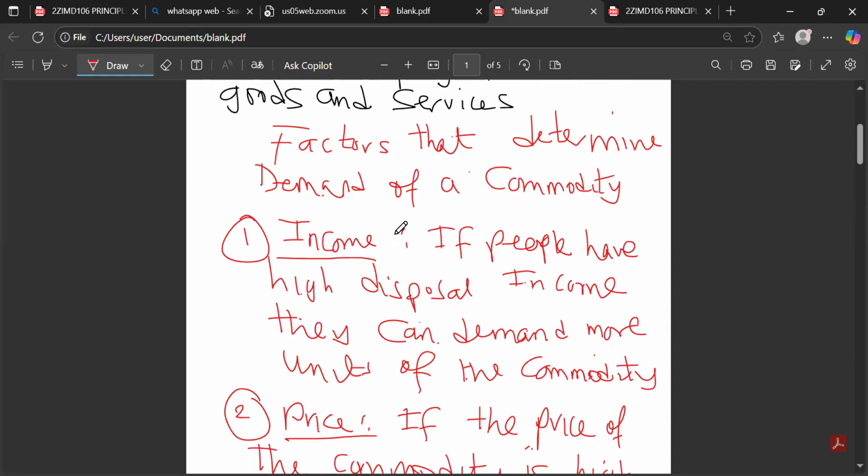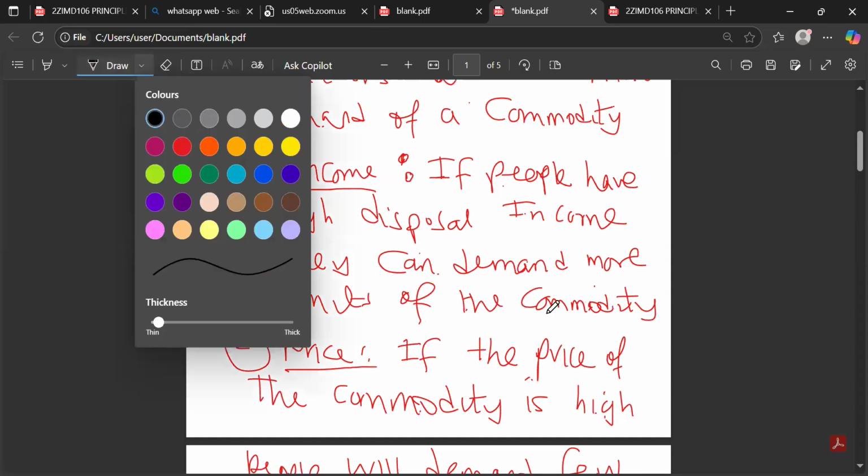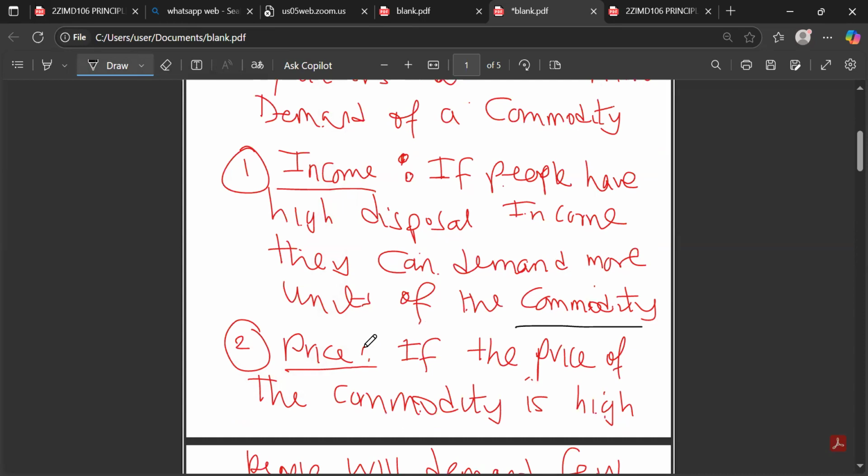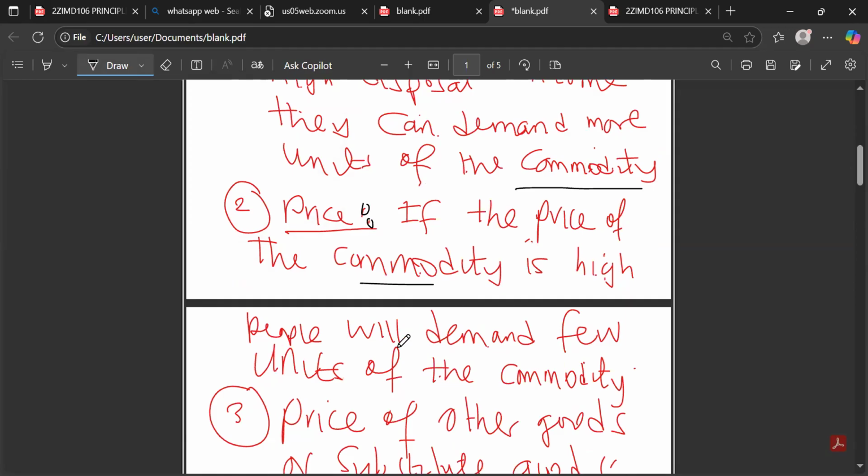We're looking at factors that determine demand. You remember you mentioned one component, which was income. Okay. So we said if people have high disposable income, they can demand more units of the commodity, right? Yes. And then the price. So if the price of the commodity is high, people will demand few units of the commodity. Okay, that is component number 2.